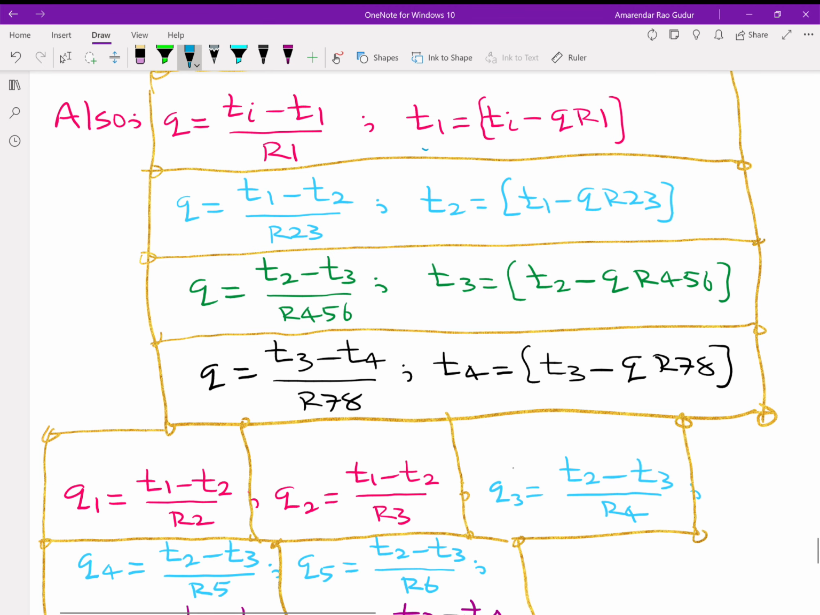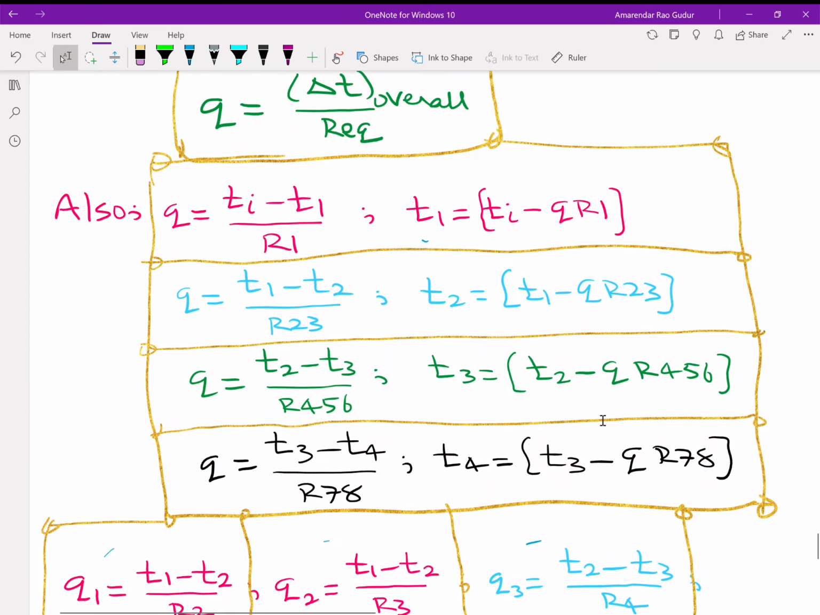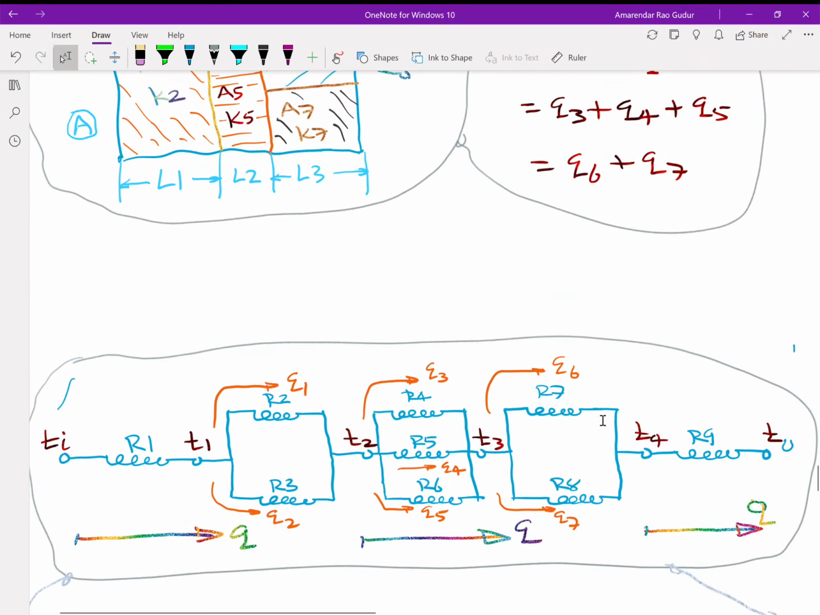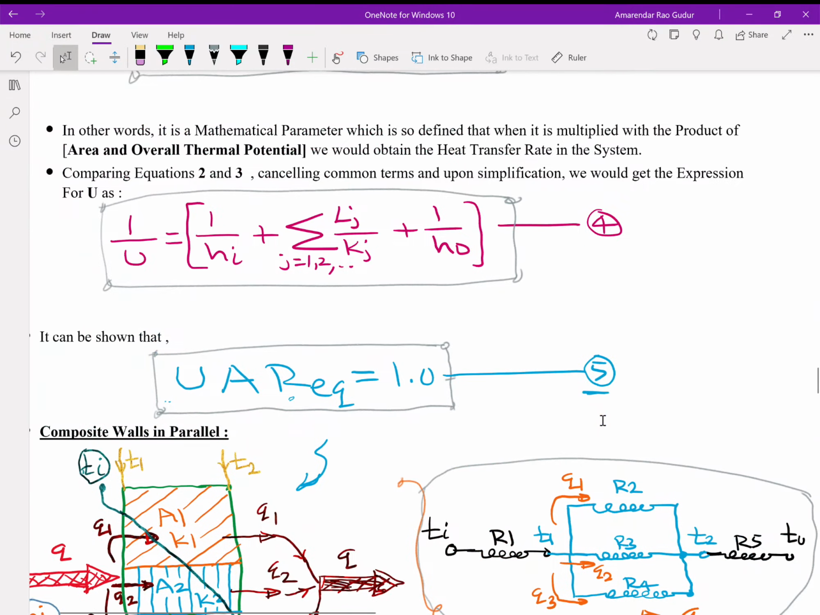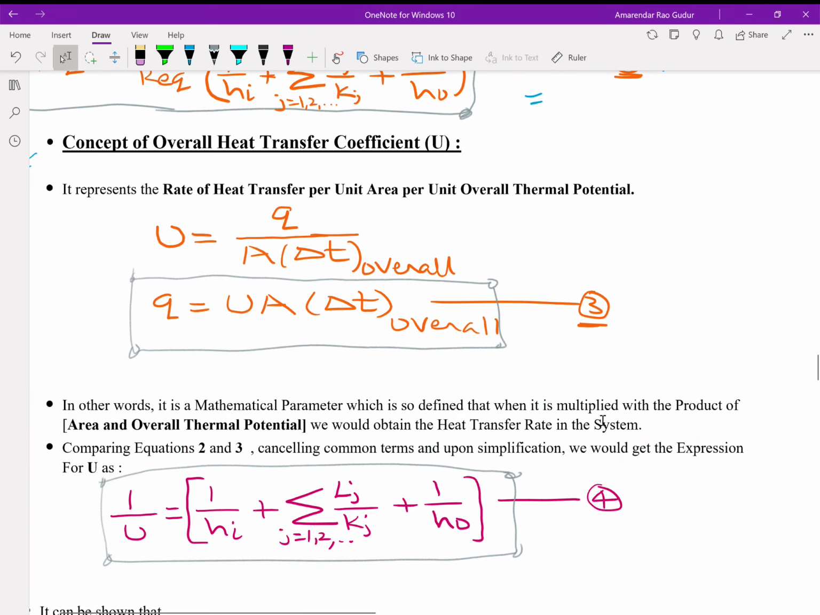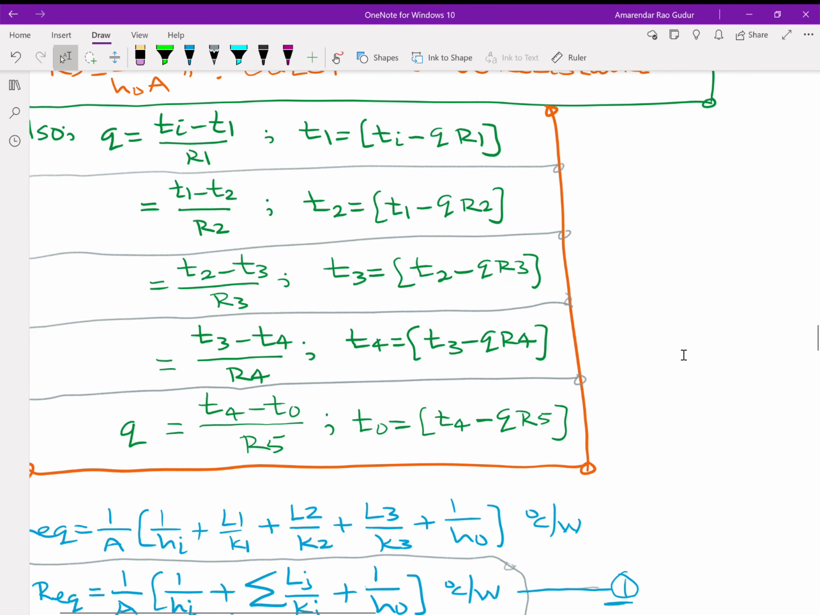Then by knowing the surface temperatures, you can get the breakup: upper component, lower component; upper, middle, lower components; upper and lower components. That way you can make a complete analysis of this very general composite system: walls in series, walls in parallel, series-parallel combination. So with this we'll end this session. In the next session we'll look at some numericals on composite walls exclusively.